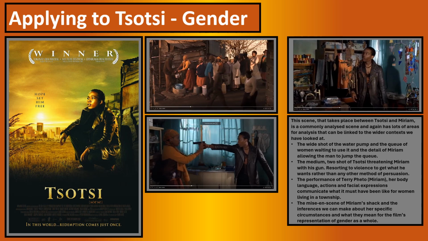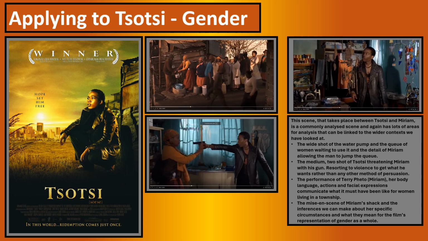And it's when Miriam allows a man to jump the queue to get his water first. And what that demonstrates to us is that South Africa at that point in time is a patriarchal society, and that women have to be subservient to men. All these women are queuing up for water, but Miriam feels obliged to let this man jump the queue in order to get his water first. She's subservient. She's allowing the man to dominate her.